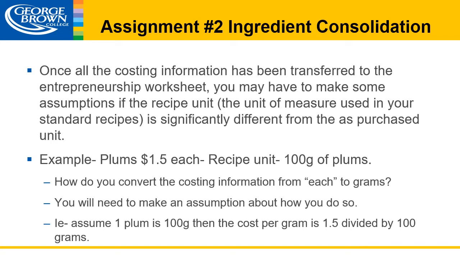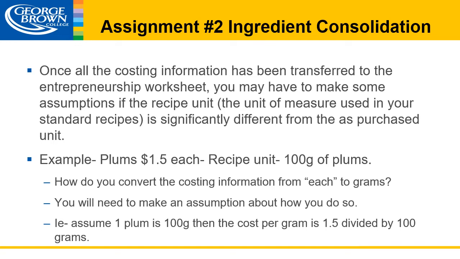In this case, first let's acknowledge that we've identified the as purchased cost, which is $1.50 each, and the recipe unit, which is grams. Okay, but then ask yourself: can you easily convert the costing information from $1.50 each to 100 grams? No, they're not easily convertible. So you have to make an assumption. You have to ask yourself, how do I convert the costing information from each to grams? You're going to need to make an assumption and communicate about how you did that.